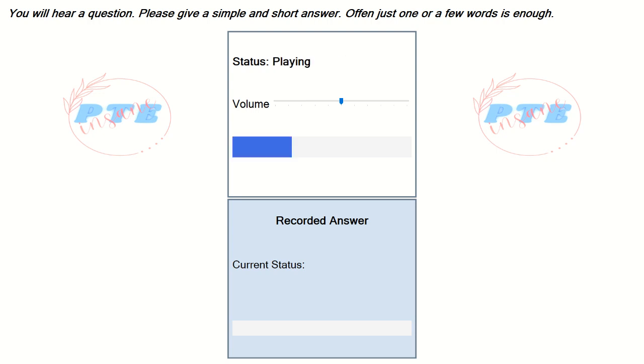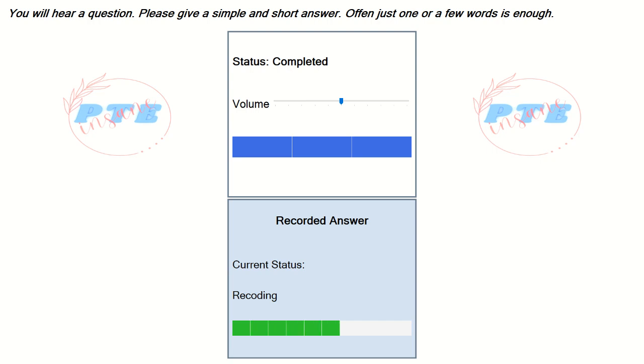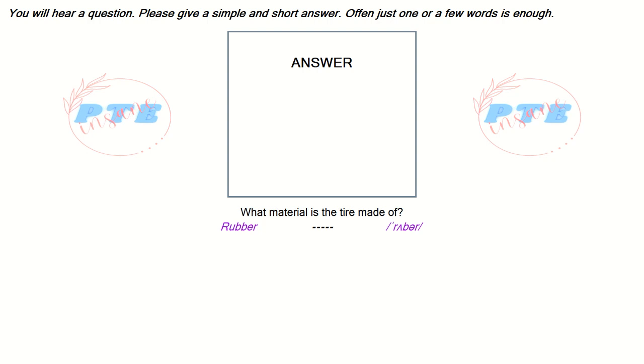What material is the tire made of? Rubber.